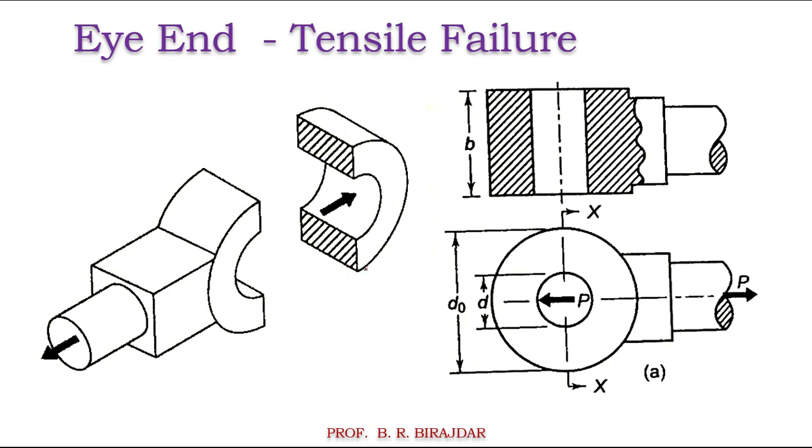Now its outside diameter is DO, and the inside diameter is D, right? The same thing is shown here in the isometric view and the top view. So this area we have to find out. Now what is the area you will get? This is the outside diameter DO, inside diameter D, and if you multiply by the thickness, that is the constant, I think it is B. So DO minus D into B, you will get the area which is resisting the tensile failure.